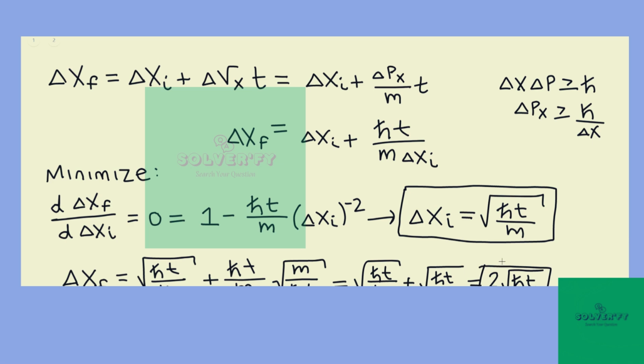So let's get a number for that. Taking a square root, 1.055 times 10 to the negative 34 for the Planck constant. Our time ends up being 2.26 seconds. And finally, we have the mass of 20 grams. My result, after plugging these numbers in, is 2.18 times 10 to the negative 16 meters.